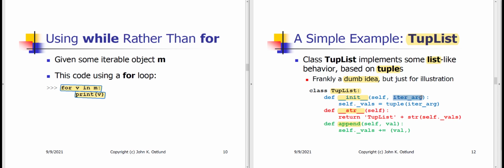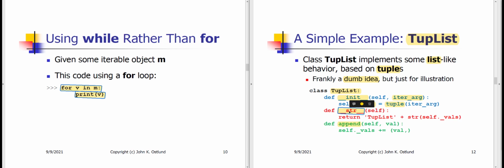Okay, so how do we build a tuplist in our dunder init function? Well, we're going to take some iterable argument. That iterable argument might be a list, it might be a string, it might be a tuple, it might be a set, or it might be some other kind of iterable, it might be a range. And we're going to use the tuple conversion function to convert whatever that iterable is into a tuple. And that is going to then be stored in our underscore vals private variable.